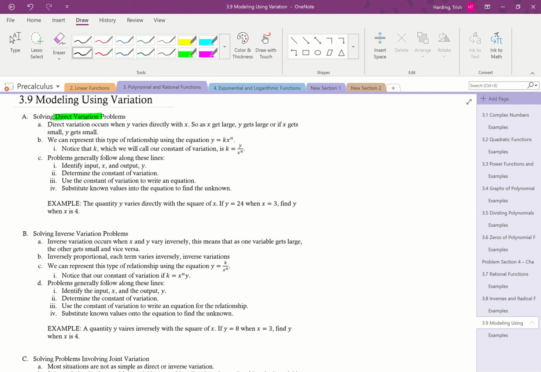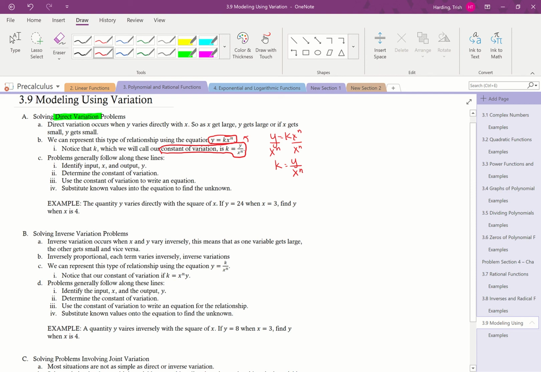You can represent this relationship with the equation right here. y equals k x to the n. So our constant of variation will be k, which is just a rearrangement of this one. Notice that if y equals kx^n, then by dividing by x^n on both sides, you get k equals y over x^n. So that's where they're getting that.